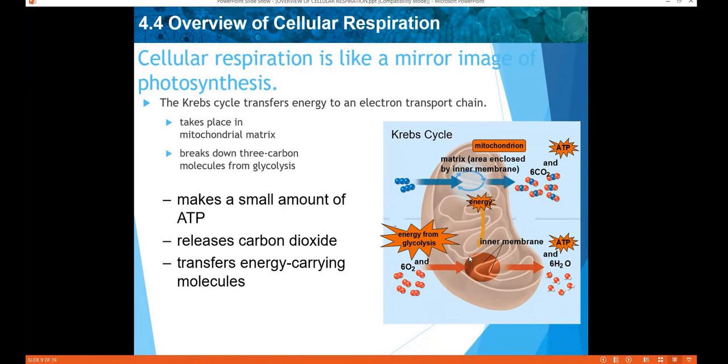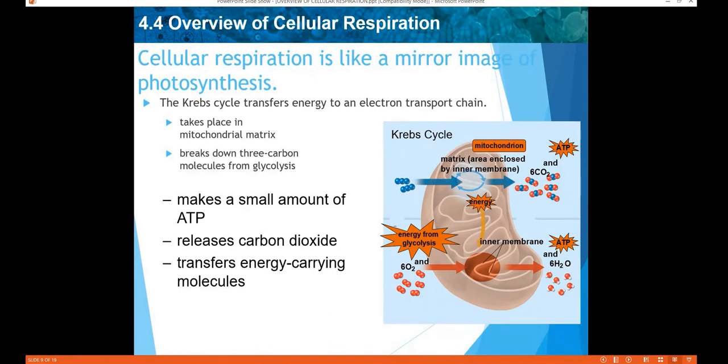Now what happens in the electron transport chain? An electron transport chain is made up of proteins. It needs energy carrying molecules from the Krebs cycle and oxygen to make ATP. Okay, so during the second stage of cellular respiration, the electron transport chain is made up of proteins. And what does it need? It needs the energy carrying molecules from the Krebs cycle, which have been released by breaking down the 3 carbons, and also what else is required? Oxygen to make the ATP.